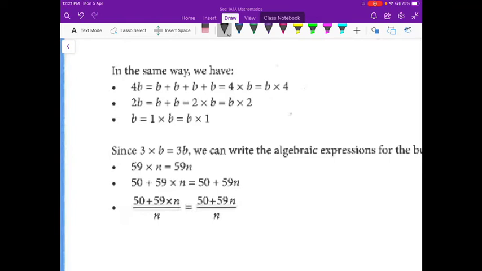This is like our algebra. B for black color, so that I can represent them. How many B do I have? One only, right? One B. Two B. Three B. Four B.